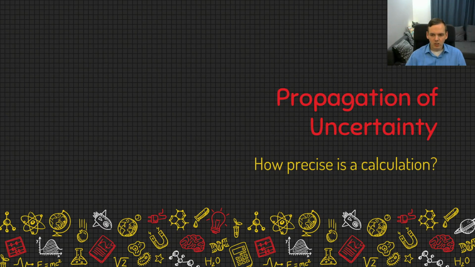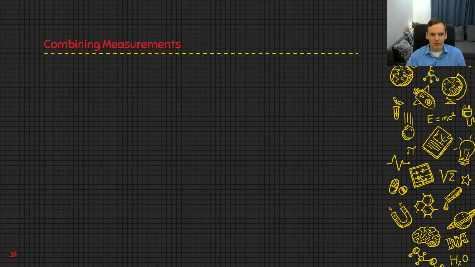This next video is going to look at the propagation of uncertainty. Whereas uncertainty talks about how uncertain a measurement is or how precise a measurement is, propagation of uncertainty talks about how precise a calculation is. So if we have a bunch of measurements that we're going to combine, we need to also combine their relative uncertainty, or we need to combine the uncertainties associated with each of those measurements.